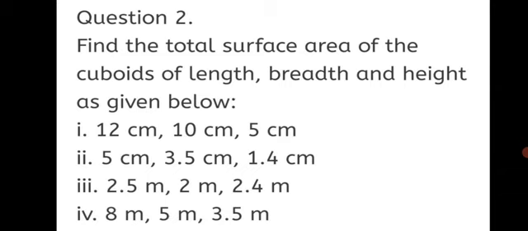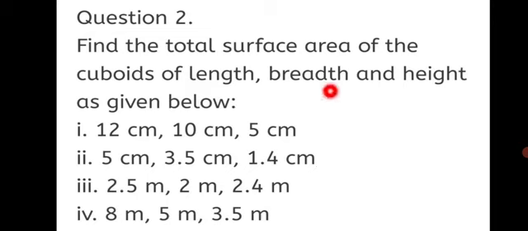We have finished solving cubes surface area. Now total surface area of the cuboids of length, breadth and height as given below. So since length is mentioned first, we will take 12 centimeter as the length. Next we are told breadth. So 10 centimeter will be a breadth, and height it will be 5 centimeter. Same we will follow for all the remaining sums. First will be our length, second measurement will be for breadth, and third will be for height.